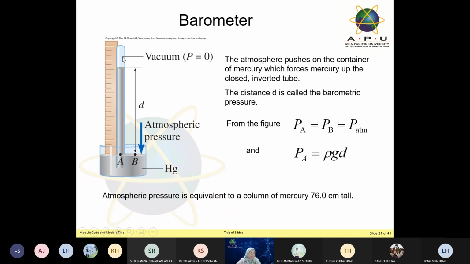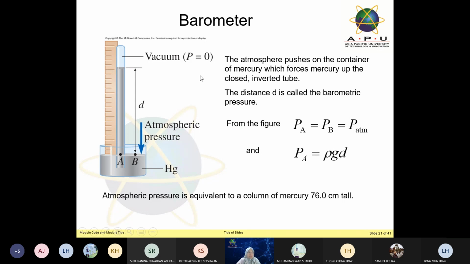Okay, so from the picture here, you have a vacuum area. At the vacuum area, the P will equal to 0. Then after that, there is mercury also at the bottom here. Not only inside this tube, but also at the bottom. The atmosphere pushes on the container of mercury, which forces mercury up the closed inverted tube. The distance D is called the barometric pressure.